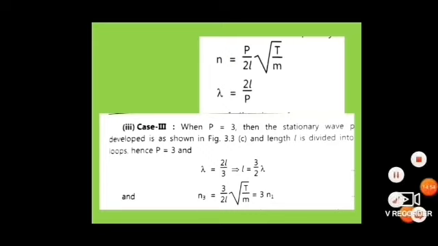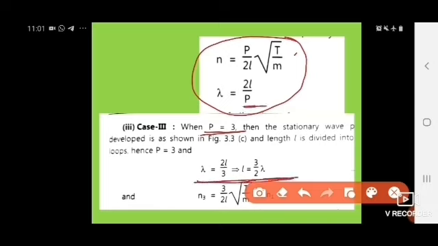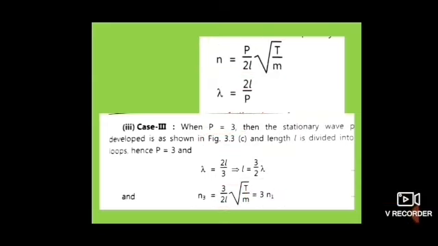So here we have the standard formulas, n = p/2L × √(T/m) and λ = 2L/p. We put p = 3 into this equation. We get λ = 2L/3, and by putting this into the equation, we get n3 = 3/2L × √(T/m), which is equal to 3n1. So this mode of vibration is called the third harmonic or second overtone.